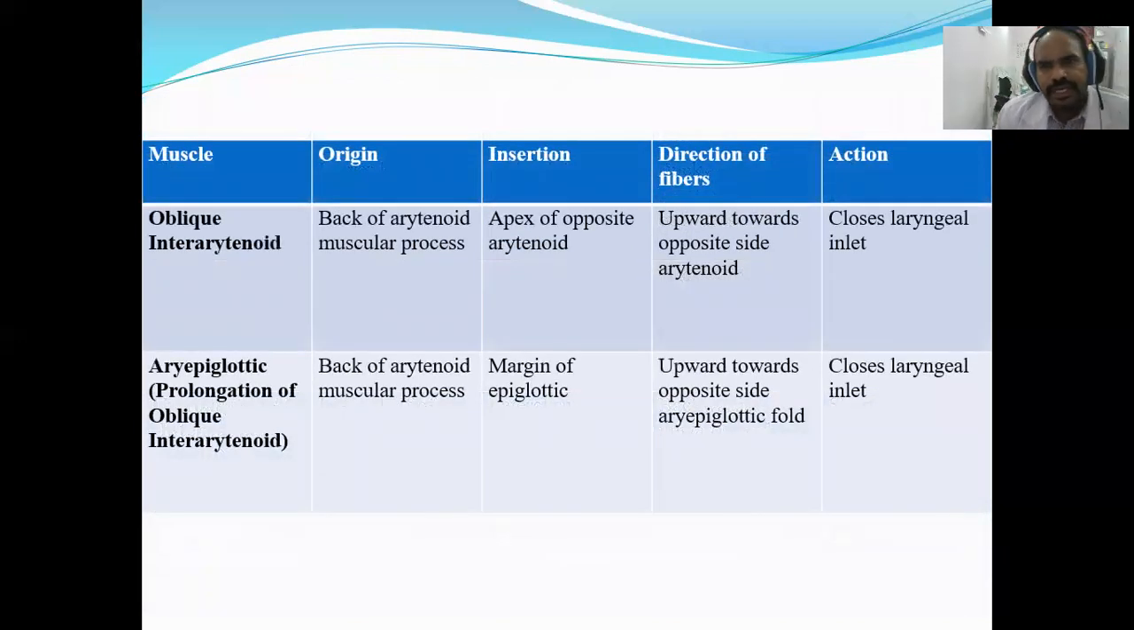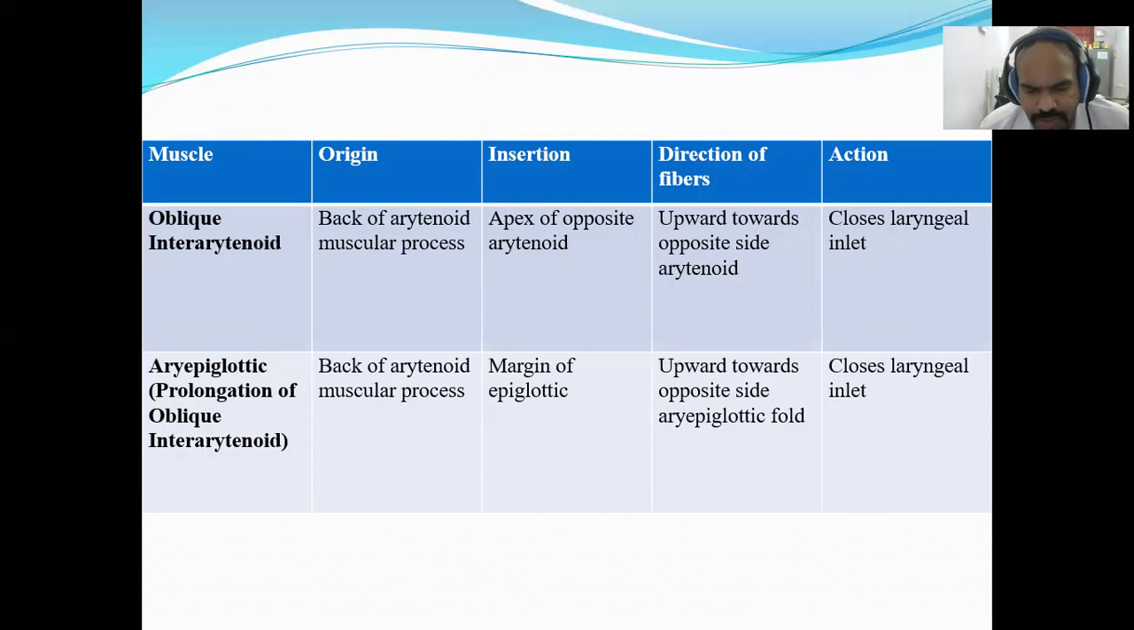Last few muscles, we have the oblique interarytenoid muscle, which arises from the back of the muscular process of the arytenoid, and its attachment is to the apex of the opposite arytenoid. It closes the laryngeal inlet. Epiglottic or oblique interarytenoid: the back of the muscular process is the site of origin, as well as the margin of the epiglottis, which forms the insertion. It closes the laryngeal inlet.